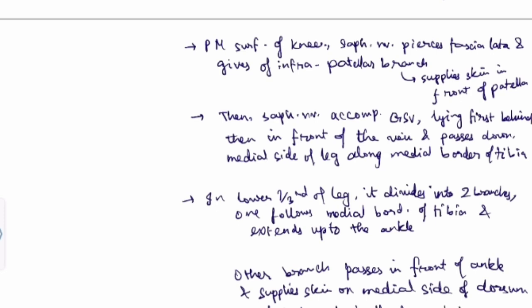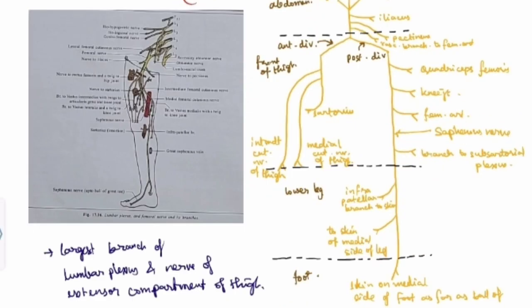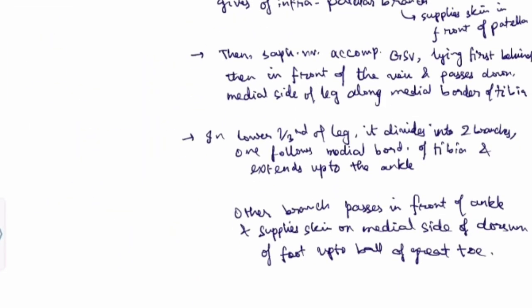We had shown this in the diagram which I had drawn. I'll show one to show two. Going over here, at this point it divides, following the tibia to the skin of the medial side of the leg, and the other one goes into the medial side of the foot up to the ball of the big toe. See, so easy when you have a diagram to correlate with.